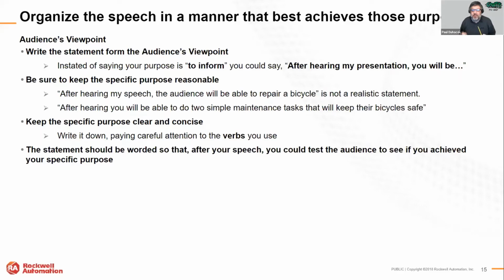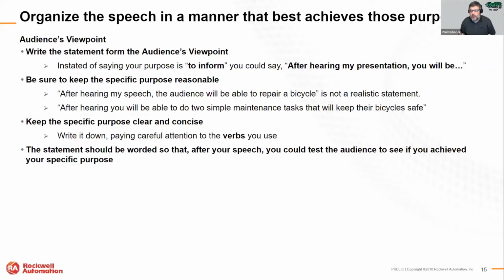Then make sure that you have a specific reason for your topic, and make it just like when you're doing your SMART goals, that it's attainable and reasonable, not something that's out of the ballpark or trying to save the world. So after hearing my speech, the audience will be able to repair a bicycle. That's not realistic. If you say, here's my Lego robot, and by the end of this presentation in 20 minutes we're going to build a robot and write code, that's not realistic. But after hearing my speech, you'll be able to do two simple maintenance tasks like bicycle safety, putting air in the tire and greasing the chain.